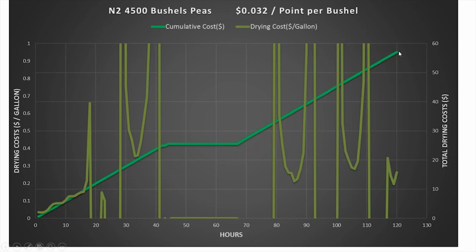Our total cost for that was just under $60, about $57 it cost us to dry it that half a point. And that works out to 3.2 cents per bushel, which isn't bad, but it could have been quite a bit better if we hadn't wasted time. I mean, if you look here, after 20 hours, we had only burnt about $12 worth of costs, so we could have saved the majority, and we would have had some really efficient drying costs.